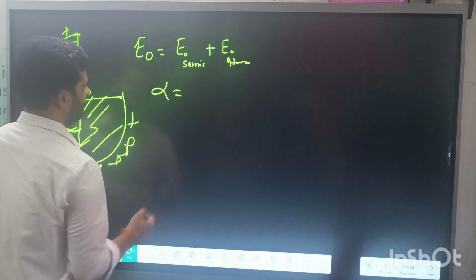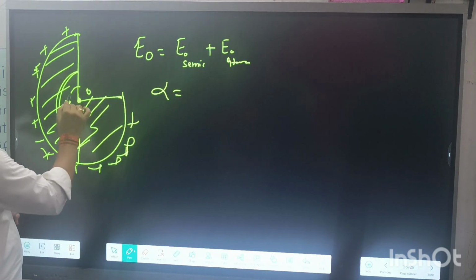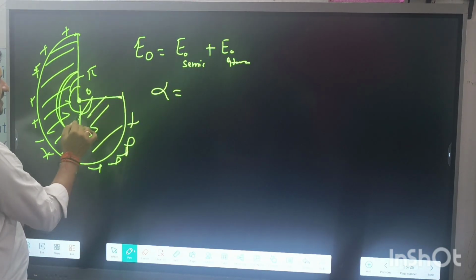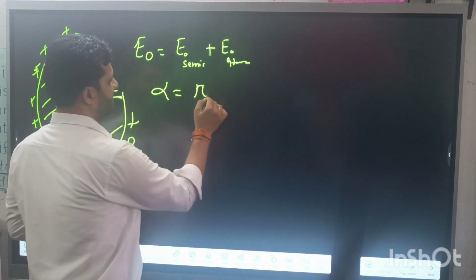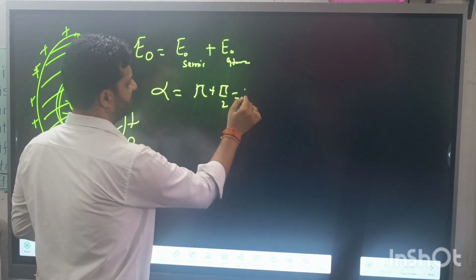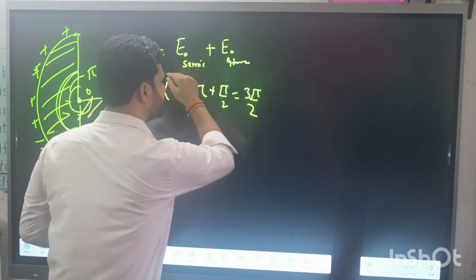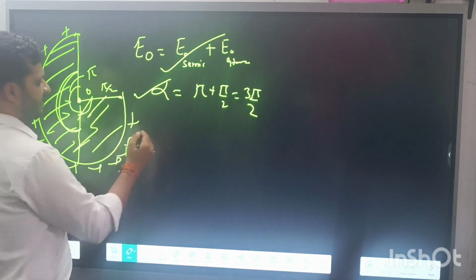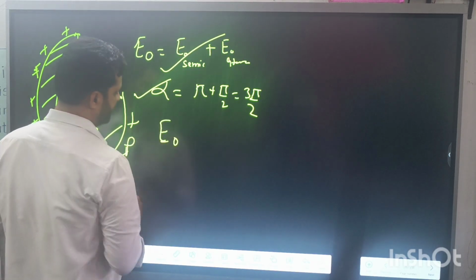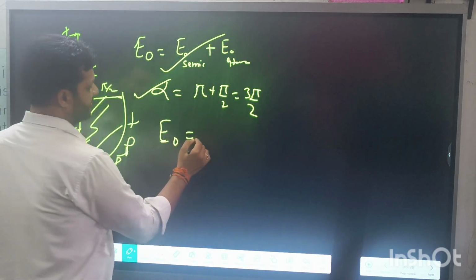What do you observe for the value of alpha here? Here it is pi, and here this is pi by 2. So the value becomes pi plus pi by 2, which is 3 pi by 2. Either you use this concept, or you can use this one in your resultant, and you will get the electric field intensity at point O.